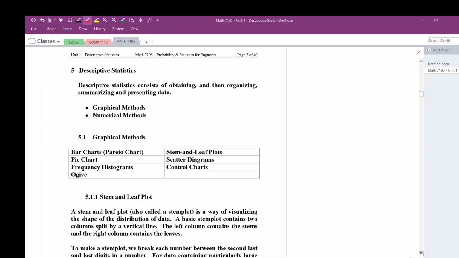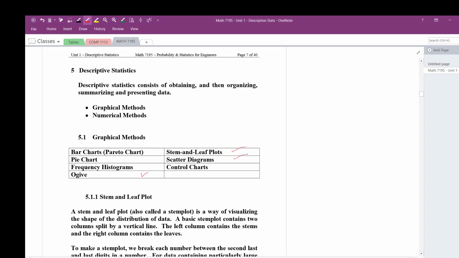In the descriptive statistics category, we have our summary methods, and typically we have numerical summaries and graphical summaries. I thought we would start out the lecture here with some graphical methods. I made a little list here of some of the common ones. Bar charts, pie charts, frequency histograms, ogives, stem and leaf plots, scatter plots, and control charts.